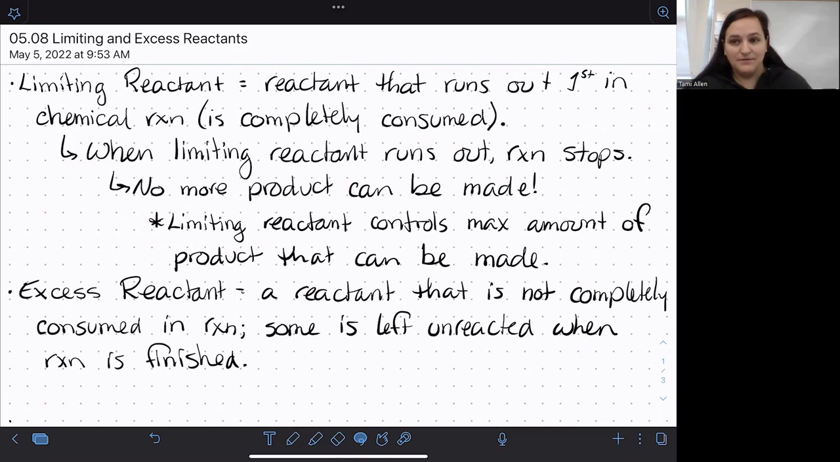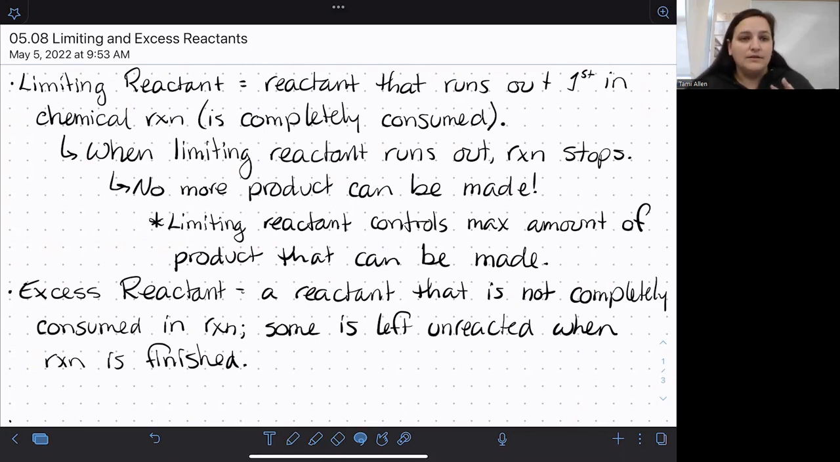We may have a ton of one reactant and only a little bit of the other. That one that we only have a little bit of, once it runs out, the reaction's over. And it doesn't matter how much more of the other reactant we add. Once the limiting reactant is gone, we've made as much product as we're going to make. The other reactant or reactants are referred to as excess reactants. And this is just anything that is not completely consumed in the reaction. So some of this will be left unreacted when the reaction is finished.